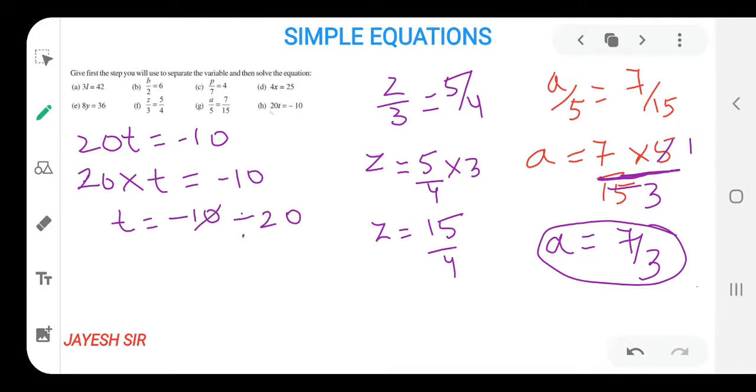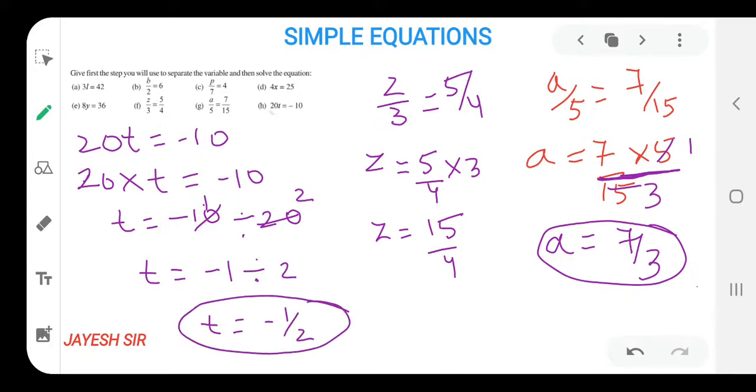So I will try to cancel: 10 ones are, 2 twos are. So I have left with 1. So t equals to minus 1 divided by 2, which will result in minus 1 upon 2. So my correct answer would be t equals to minus 1 by 2. I hope you all might be getting it, friends.